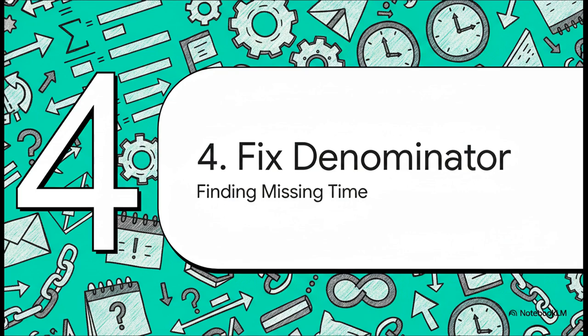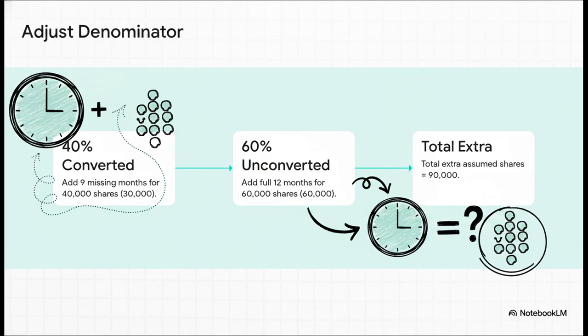Which brings us to section 4, fixing the denominator. It's time to find the missing time. Just like we did with the interest, we're going to split our investigation right down the middle into 2 parts. First up, those 40,000 shares that converted on October 1st. In our basic calculation earlier, remember they only existed for 3 months. But under the if converted method, we have to pretend they were there from January 1st. That means they have 9 months of missing time. So 40,000 shares times 9/12 gives us 30,000 extra shares we need to add.